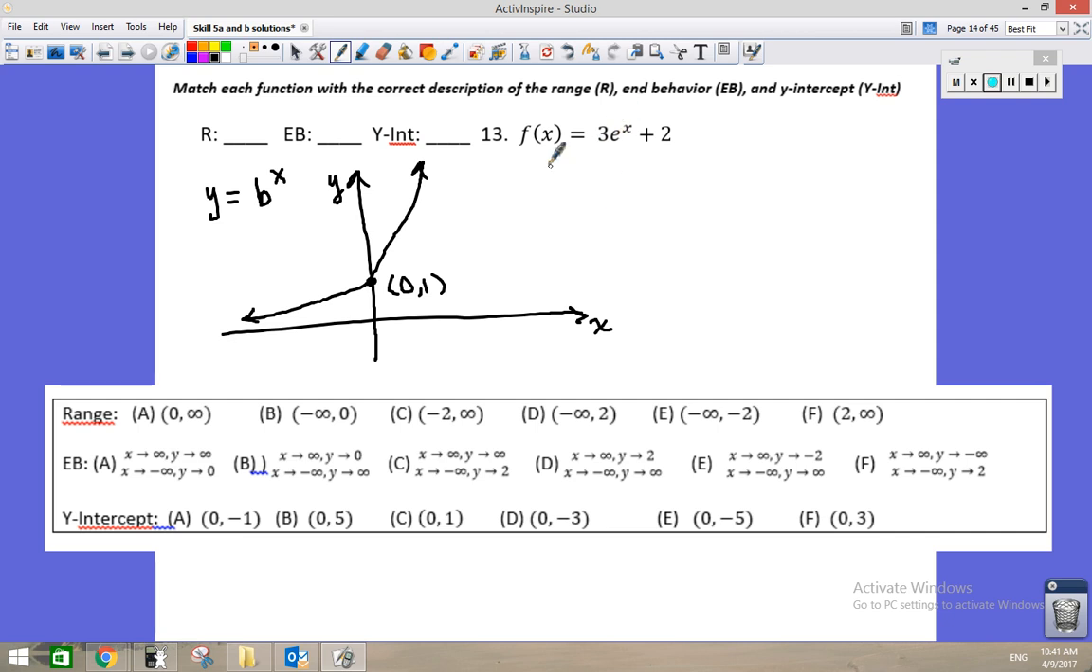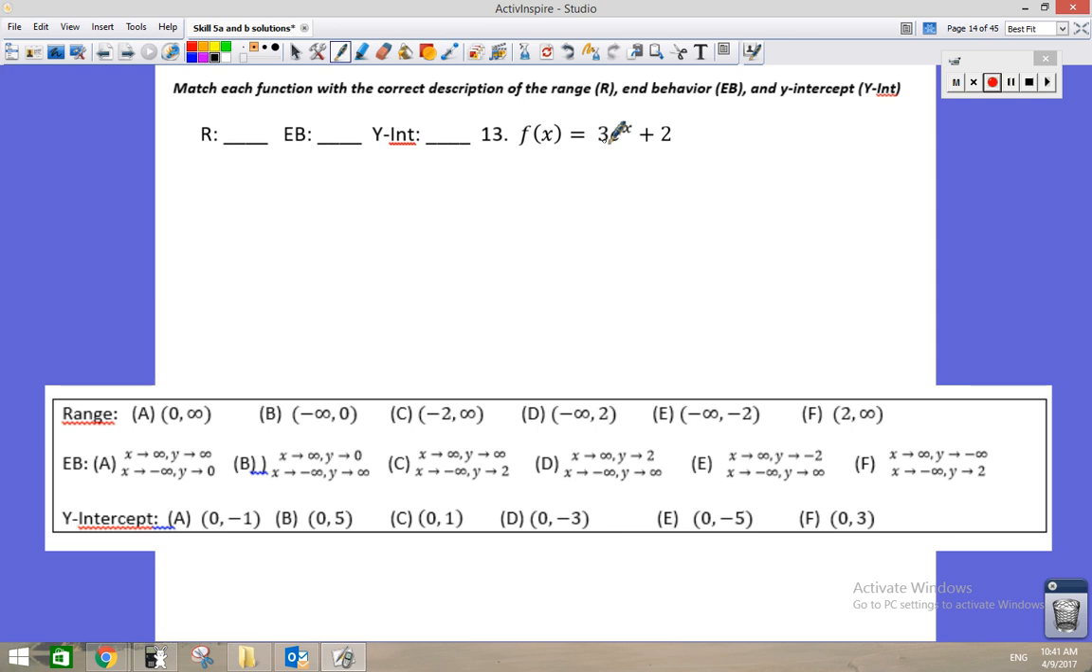there's been a transformation. See, I'm talking about what the graph of e to the x would look like. This 3 and this 2 are transformations on the y-coordinate. This 3 is a vertical stretch by a factor of 3, and this 2 is a shift up 2 units. All right, so that's going to affect the range.